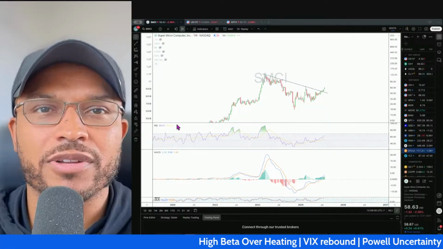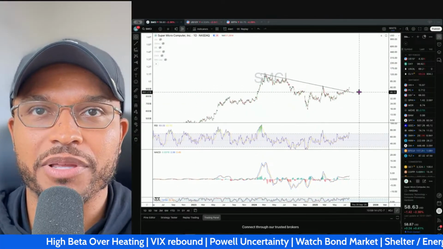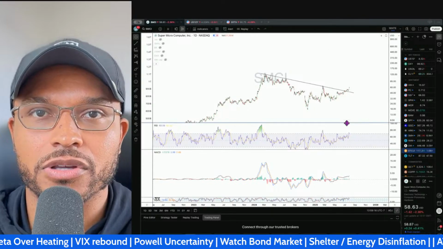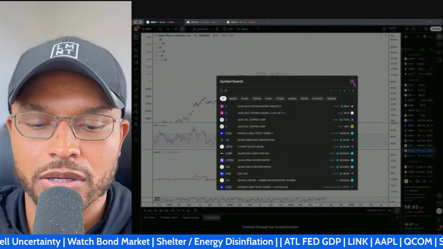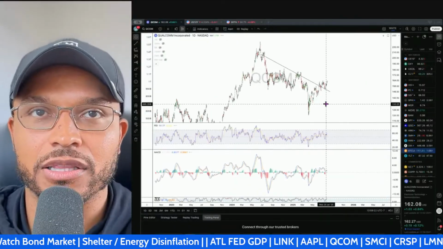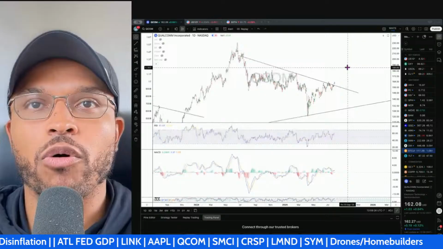This is the weekly. Let's go to that daily. Daily, it could probably pull back a little bit. So if we get to the halfway mark, I'm going to really like SMCI. What is Qualcomm on the daily? Look at the daily on Qualcomm. Still climbing. Okay. So I like Qualcomm.